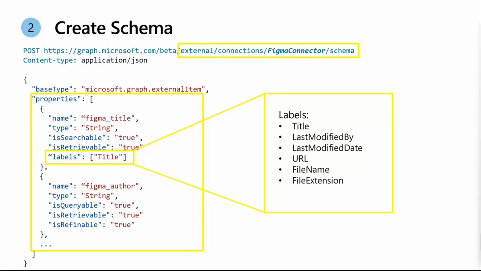So in order to populate the office.com experience, we need to know what the title is, we need to know what the URL is, we need to know the icon URL, etc. So these semantic labels are very helpful in that way.